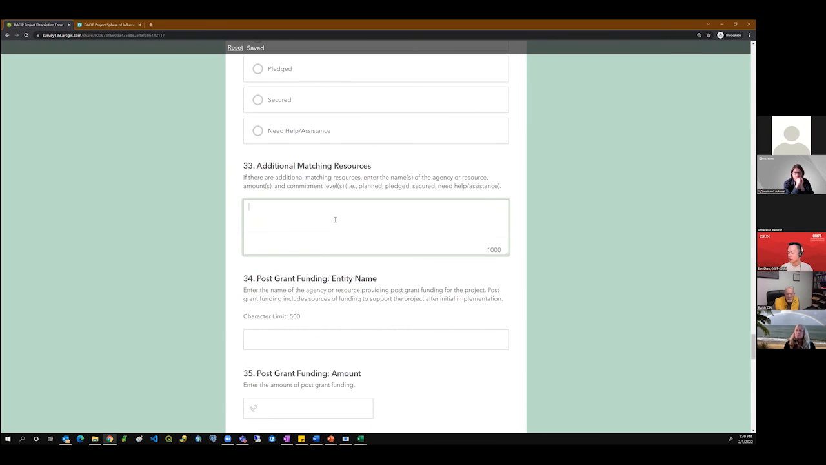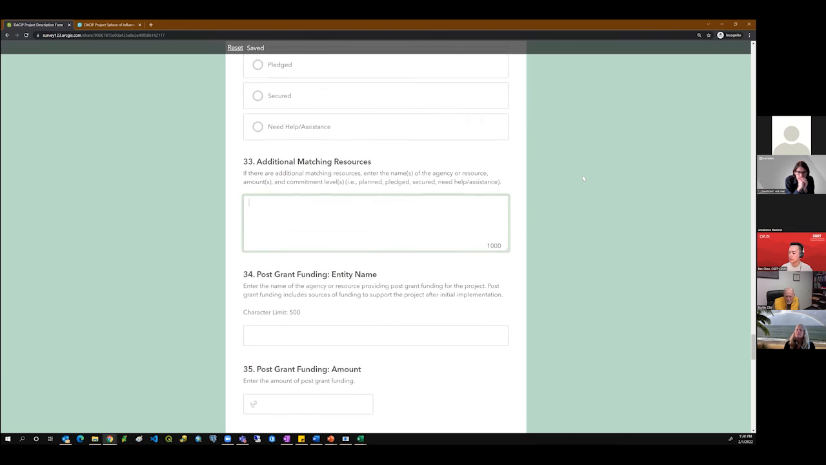In question 33, if you had more than one matching resource, you would enter the additional resources here, again, with the name of the agency or resource, the matching amount, and then the commitment level for that match.